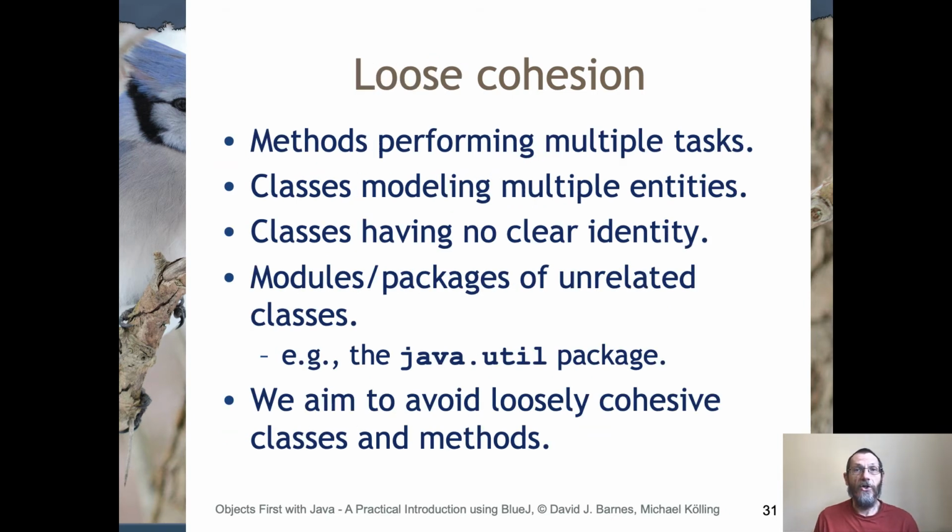In contrast to high cohesion, in loosely cohesive units we have methods performing multiple tasks, as we saw in the print welcome method. We have classes modeling multiple entities, as we saw in the room class, trying to model both rooms and items. And classes have no clear identity. What's the purpose of this class? Well, it's got multiple purposes. It's much better to go for a design where each class has one real clear intention. And then we have modules and packages of unrelated classes, with java.util being a classic example of an uncohesive package. So we aim to avoid loosely cohesive classes and methods and packages.